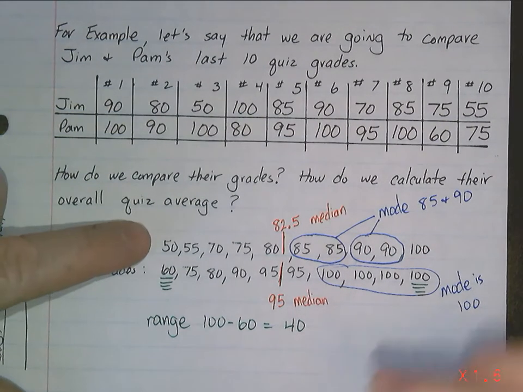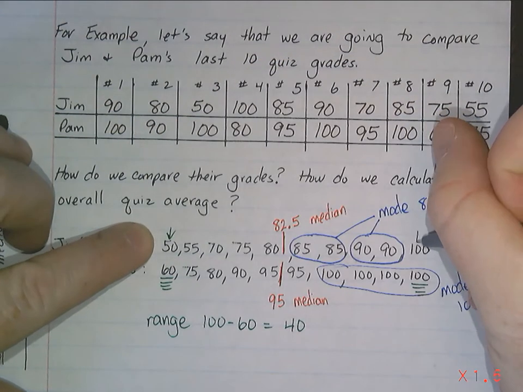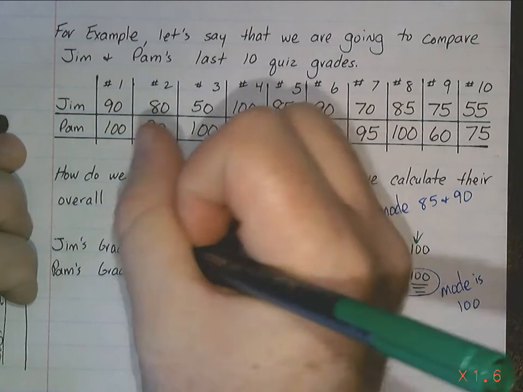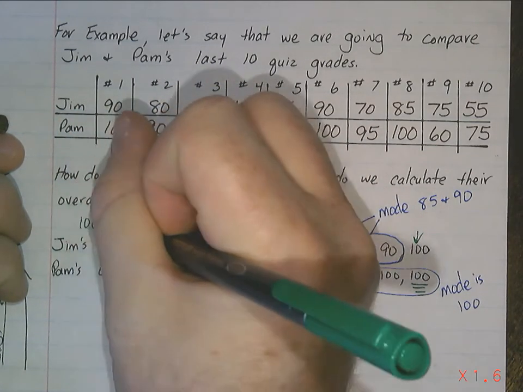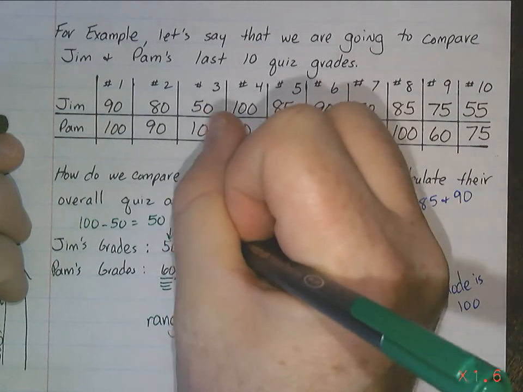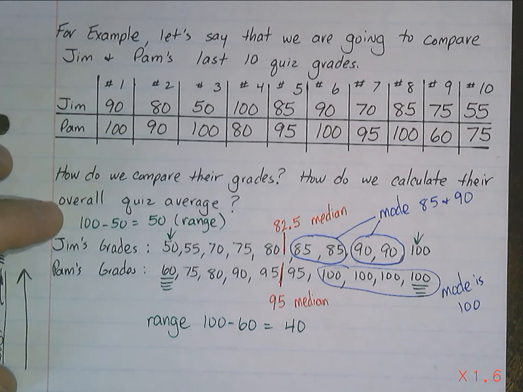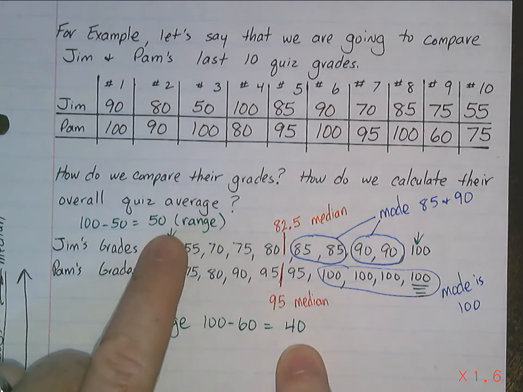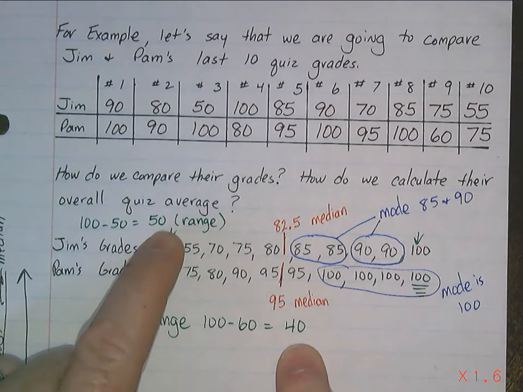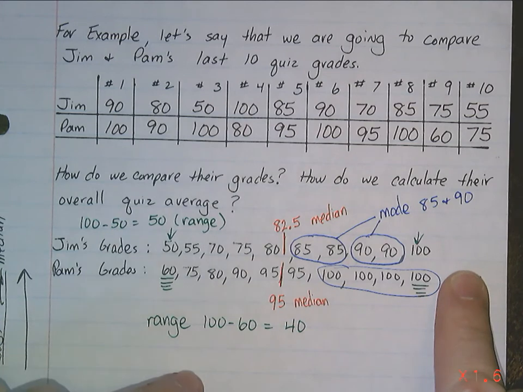Now for him, the lowest is 50 and the highest is 100. So the range for him is going to be 100 minus 50, which equals 50. And that's going to be his range. I'll put that on top here. So you've got two different ranges. Jim's range is actually a little bit larger, a little bit further of a gap than Pam's, which makes sense.